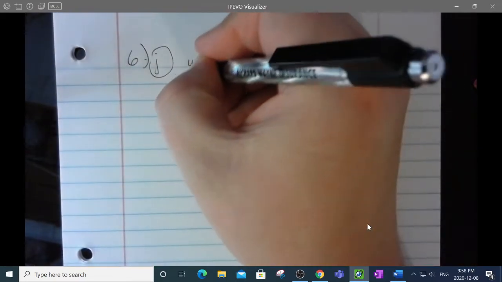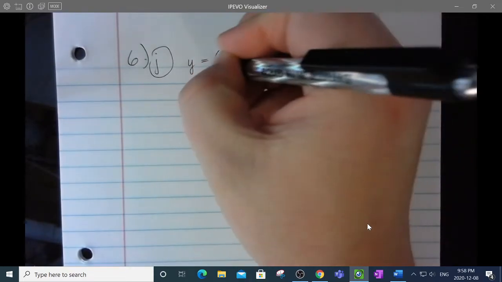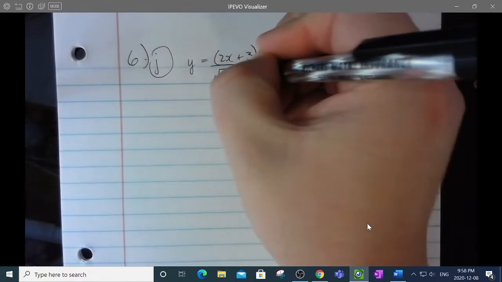Okay, I'm going to tackle 6J here. So let's see. Let me get some paper handy here. It's not enough to write on, like writing on a nice smooth surface. 6J is y equals (2x plus 3) to the 3 all over the square root of 4x minus 7.